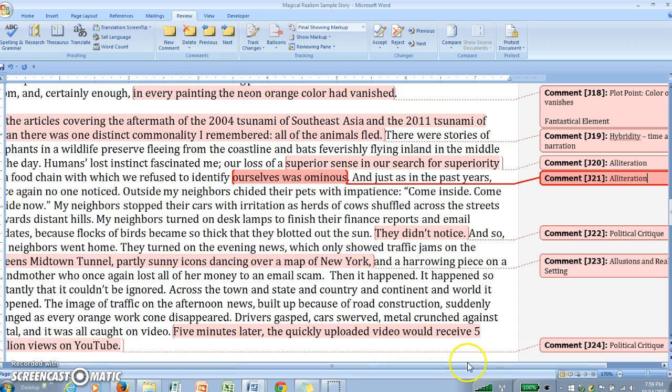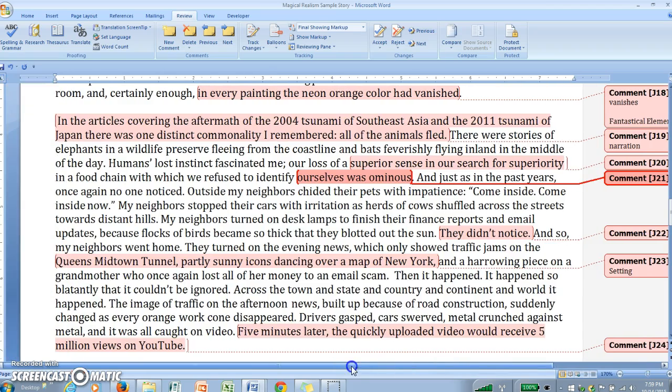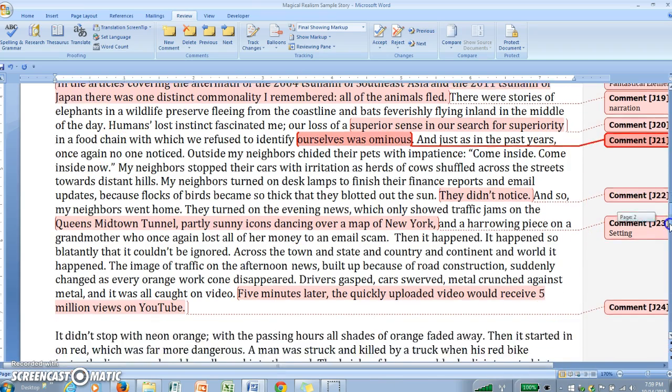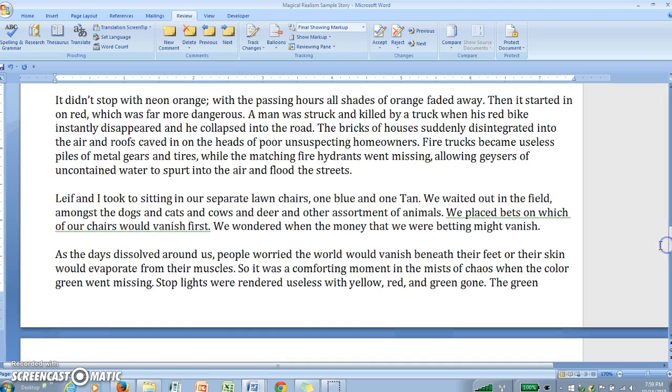So here we have our plot point that humans aren't noticing what's going on around them. Okay? So let's move on to our next plot point.